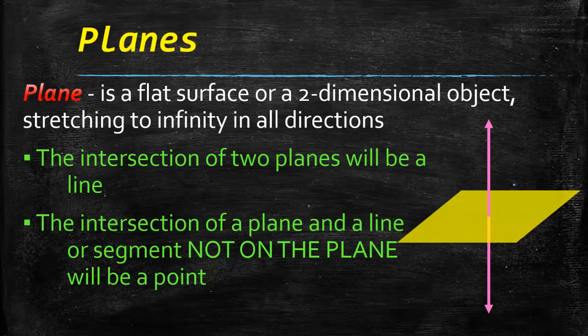All right, so now let's say we have a line that's intersecting a plane. The intersection of a plane and a line, or a segment that's not on the plane, is going to be a point. So in that case, that point is right there. All right, so both of those are extremely important to know, and I just wanted to put that in there. It's really easy to understand, but sometimes a little visual representation helps a little bit.